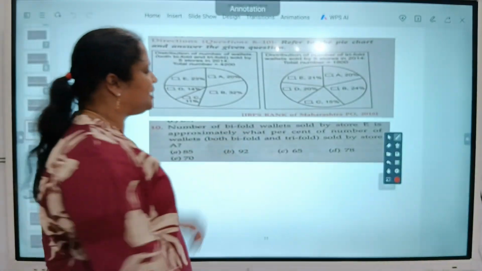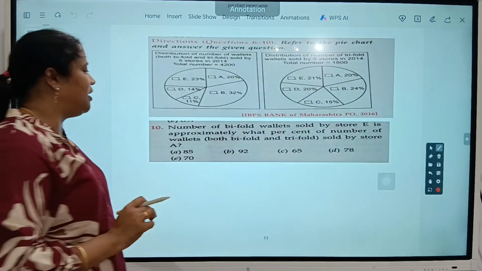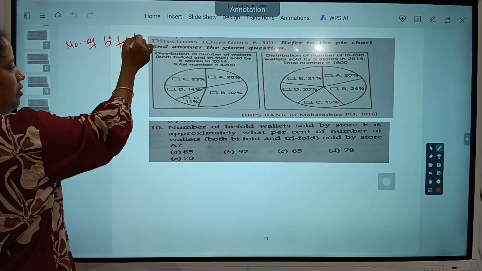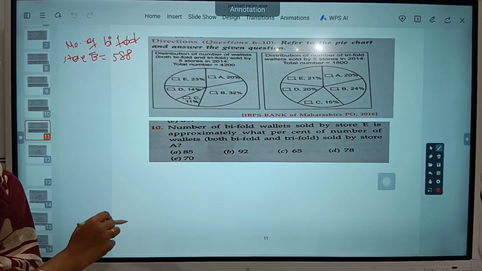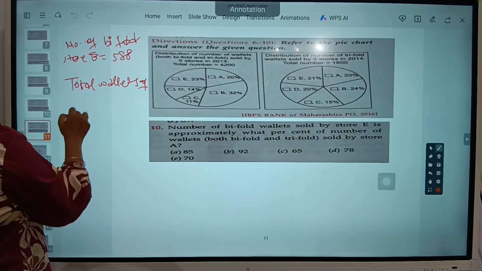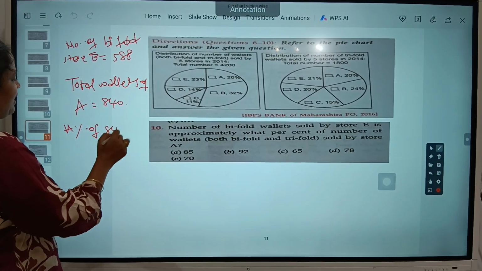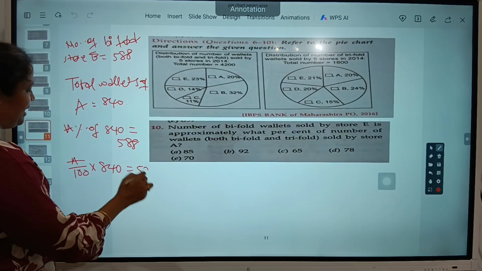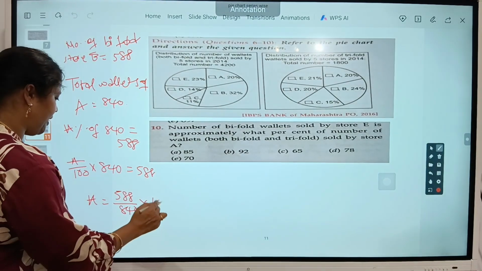The next question, number of bifold wallets sold by store E is approximately what percent of number of wallets, both bifold and trifold, sold by store A. So here we have to note number of bifold wallets sold by store E is equal to 588 and number of total wallets of A is equal to 840. So we have to find out X percent of 840 is equal to 588. X by 100 into 840 is equal to 588. So X will be equal to 588 by 840 into 100.